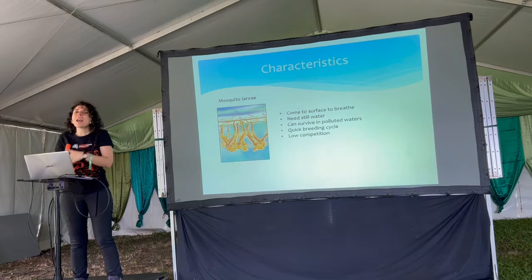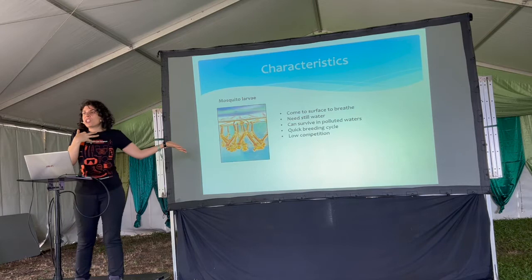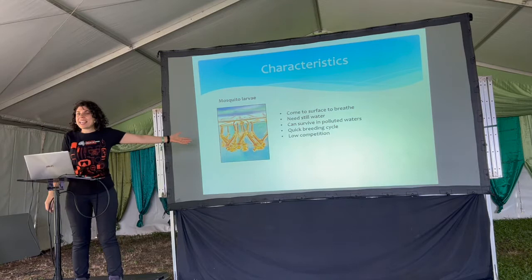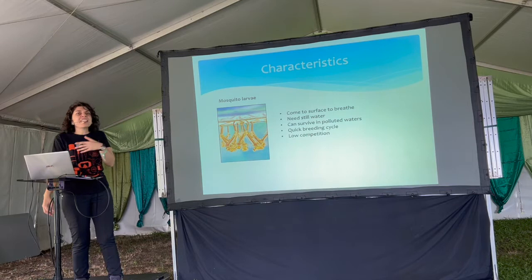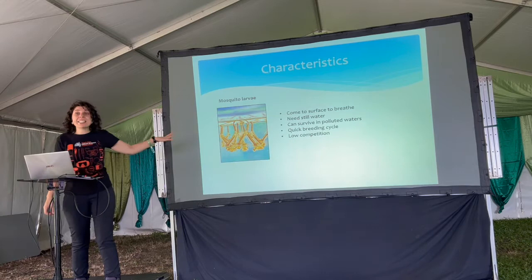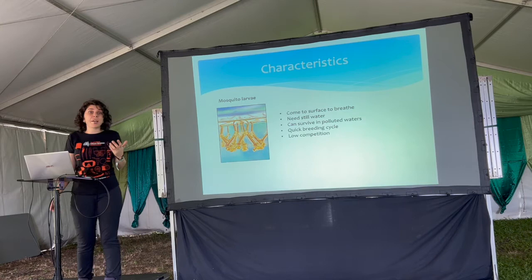because there's no competition there. Because they don't need oxygen out of the water, they don't care that the water is not clean. And because they eat algae, that's found almost anywhere that's got a bit of water on it. So they can thrive under those conditions, and they also have a very quick breeding cycle. From egg to adult can be as fast as 1 week or 2 weeks.